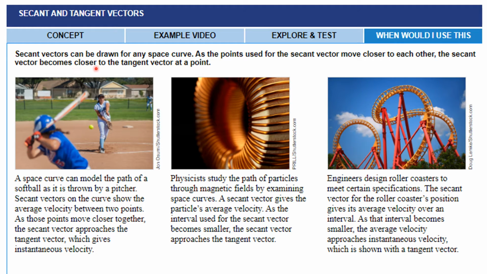Now, secant vectors, and in fact the derivative vectors, the limit of the secant vectors, can be drawn for any space curve. And we use the secant vectors as the points move closer and closer to each other. It becomes closer and closer to the tangent vector. So a space curve can model the path of a softball as it's thrown by a pitcher. Secant vectors on the curve show the average velocity between points. As those points move closer together, the secant vector approaches the tangent vector, which gives the instantaneous velocity.